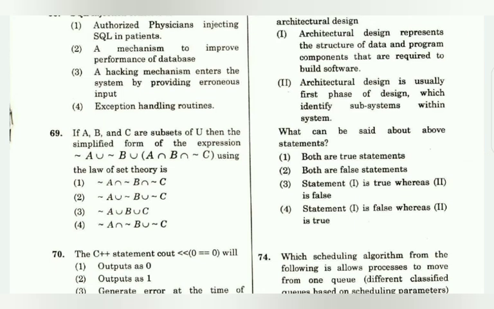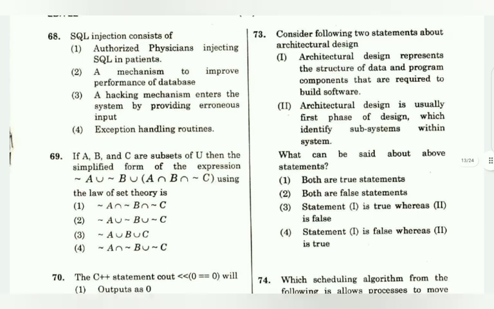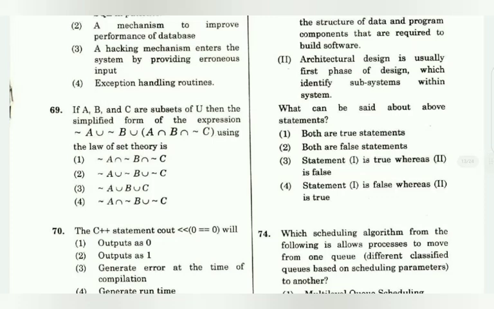Consider the following two statements about architectural design. So we have to find out which statement is true and false. The first statement is correct. Architectural design represents the system components, modules and data structures. It is the correct answer. And then option 2, architectural design comes before detailed design and coding in the software development lifecycle. So both are the correct answers here. But in the given options, it is not mentioned. Both are true statements. Option 1 is the correct answer.